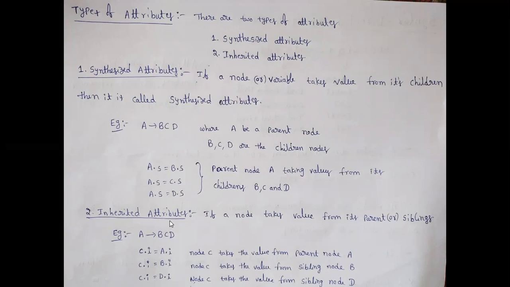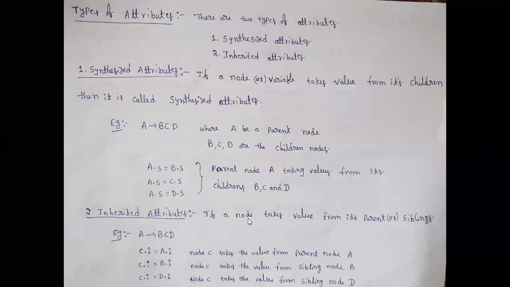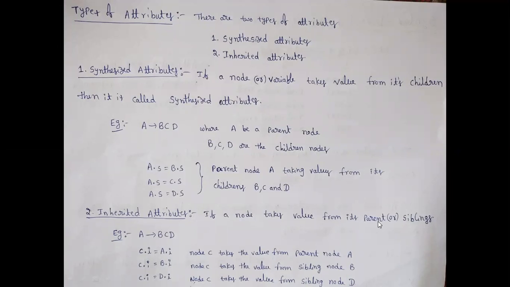So what is inherited attribute? If a node takes value from its parent. So if a node takes a value, where can the node take the value from? It can take it from the parent, as well as from siblings, and that is called an inherited attribute. Okay. So what is synthesized attribute? A node that takes value from its children is called the synthesized attribute. And what is inherited attribute? If a node takes value from its parent or siblings, that is called the inherited attribute.